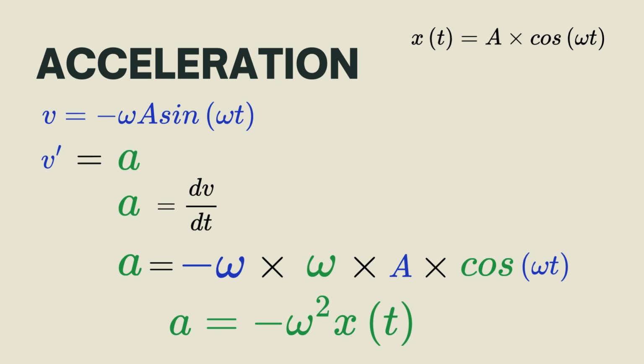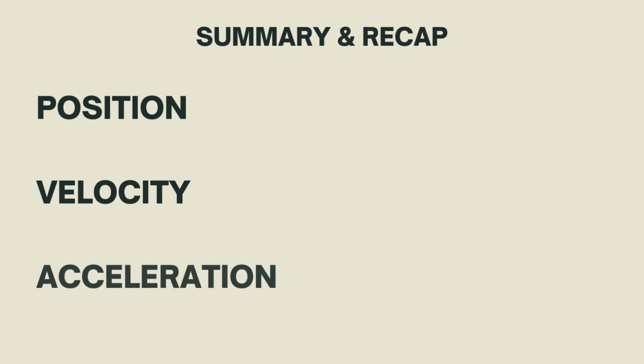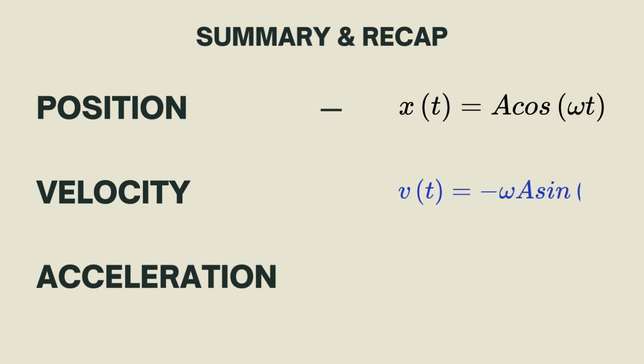To summarize and recap, we have three different physical quantities here: position, velocity, and acceleration. Given the position function as the first function, when we derive it we get the velocity function, and then the acceleration function.